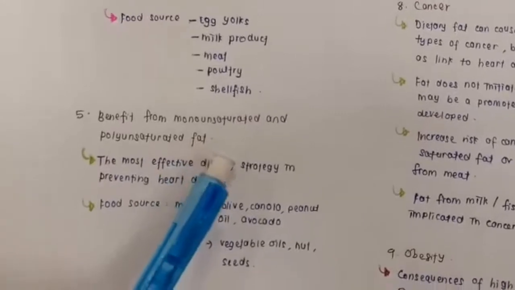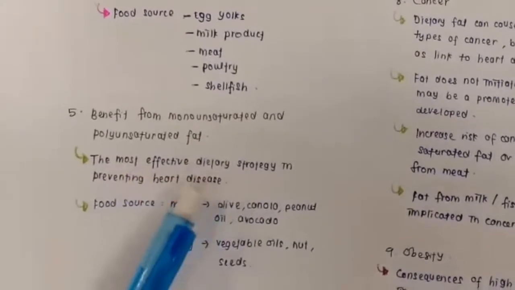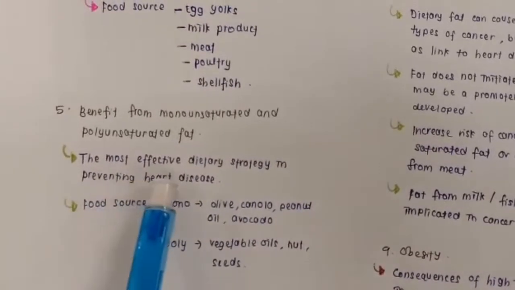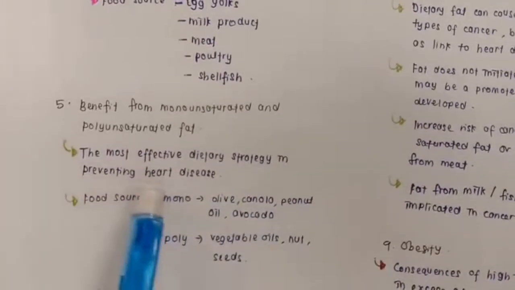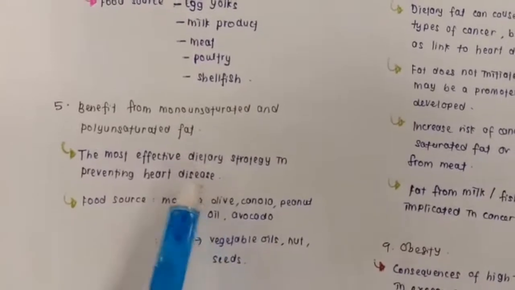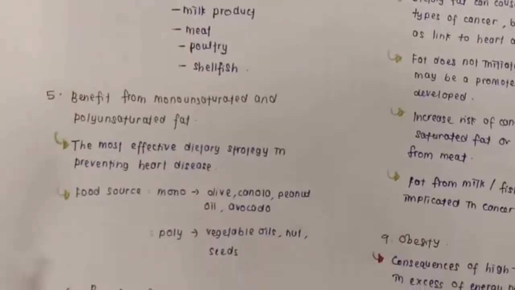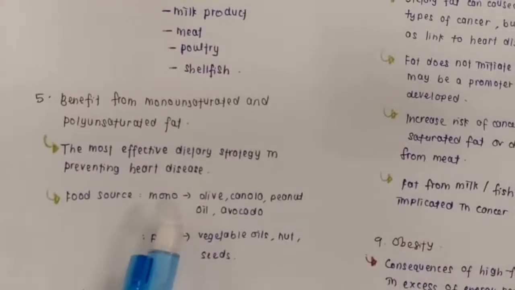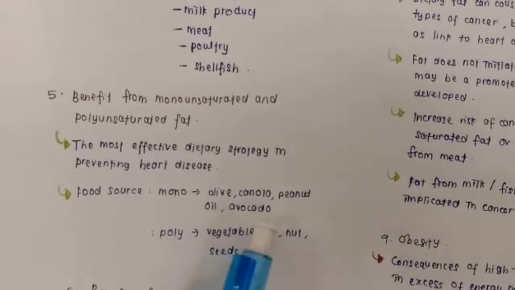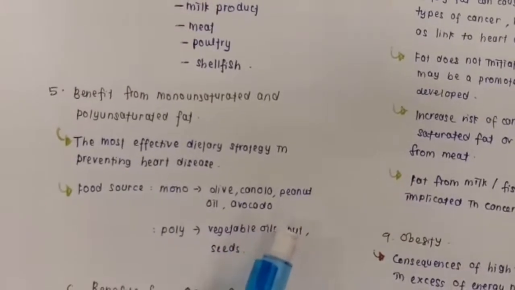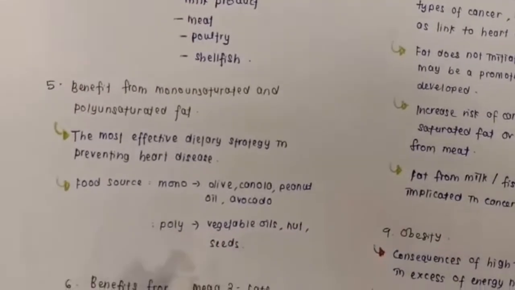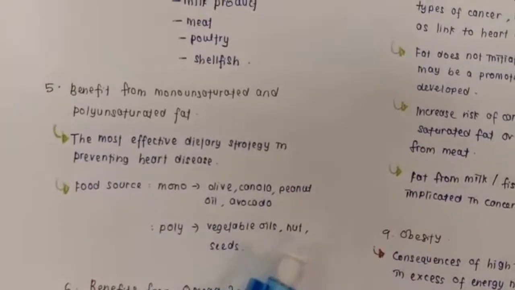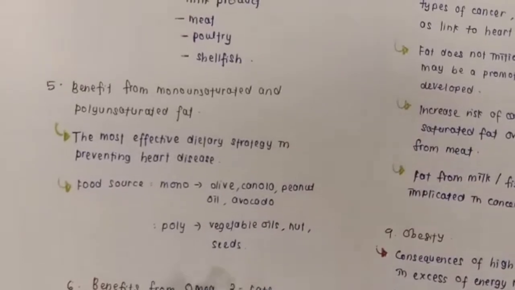Benefits from monounsaturated and polyunsaturated fat. Monounsaturated and polyunsaturated fat ni adalah the most effective dietary strategy to prevent heart disease. Maksudnya gantikan yang tadi tu, yang saturated fat tu. Food source contoh untuk monounsaturated, olive, canola, peanut oil, and avocado. Untuk polyunsaturated pula, contohnya vegetable oils, contohnya sunflower, nuts, and seeds.